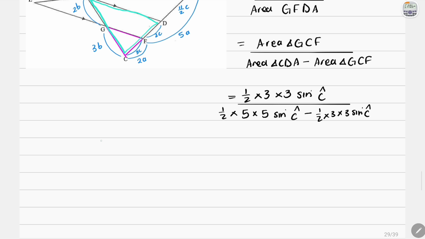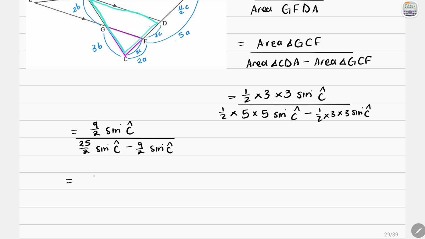And so you can see how this would just simplify. So in the numerator, if you say 3 times 3, you get 9. And a half of 9 is just 9 over 2. We'll just say 9 over 2 sine angle C. That's what we have there. All over, and then here, 5 times 5 is 25, times a half is 25 over 2 sine angle C. Minus, we know this becomes 9 over 2 sine angle C.